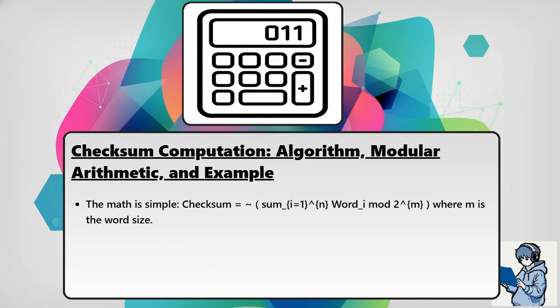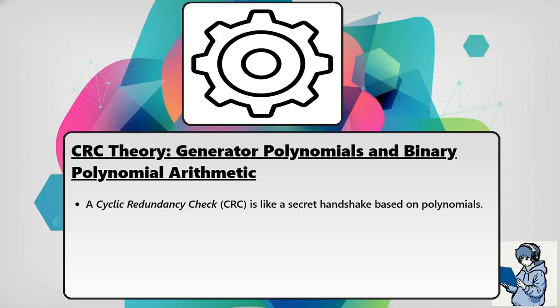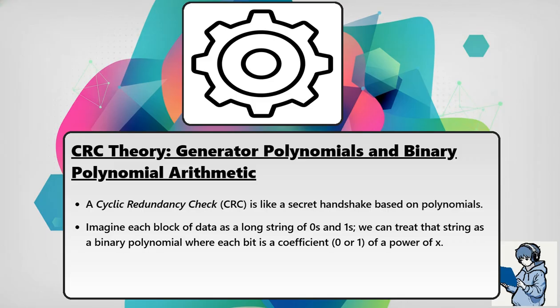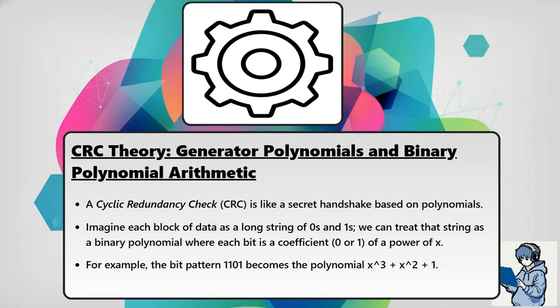The math is simple. Checksum equals tilde of the sum for i equals 1 to n of word i, modulo 2 to the m, where m is the word size. A cyclic redundancy check, CRC, is like a secret handshake based on polynomials. Imagine each block of data as a long string of zeros and ones. We can treat that string as a binary polynomial where each bit is a coefficient, 0 or 1, of a power of x. For example, the bit pattern 1101 becomes the polynomial x cubed plus x squared plus 1.